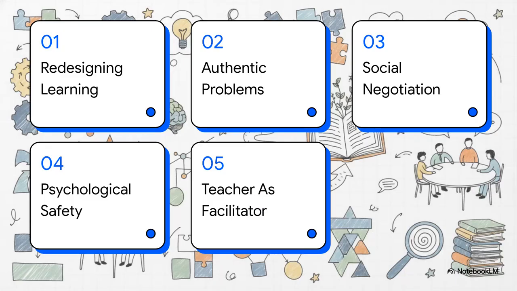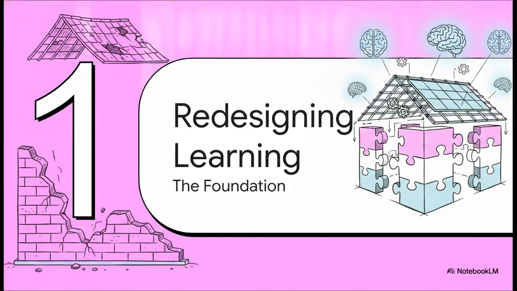All right, let's map out the structural components we're going to build today. We'll start with redesigning how we learn, move into authentic problems, dive deep into the social negotiation of meaning, talk about cultivating psychological safety, and finally wrap up with the teacher as a facilitator. First up, Part 1, redesigning how we learn.